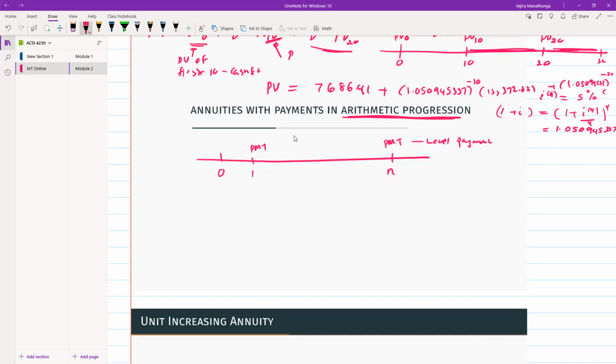So what is an arithmetic progression? Under an arithmetic progression, the nth term is given by a1 plus (n minus 1) times d. So for example, you can have this kind of series. This is an arithmetic progression series. Or you can have something like this. This one is an arithmetic decreasing sequence. So we are talking about what happens if payments either increase or decrease according to this kind of arithmetic progression formula.